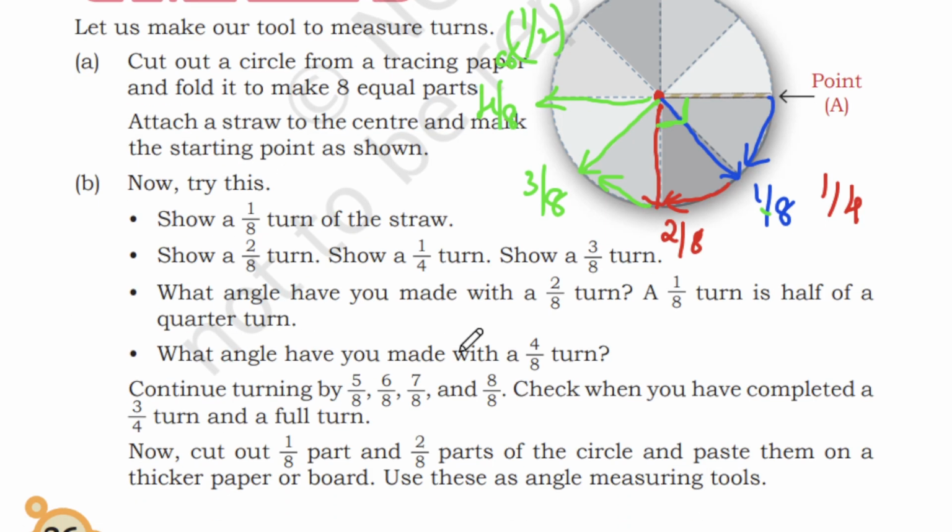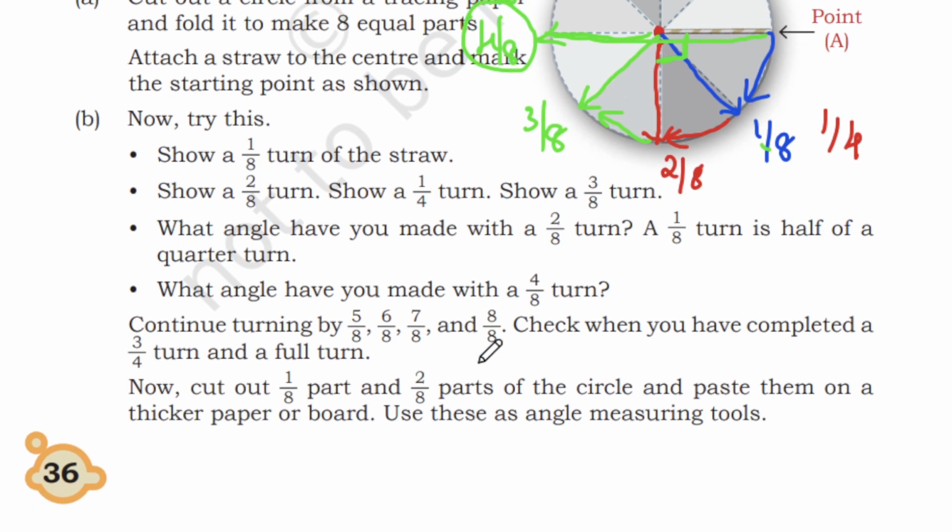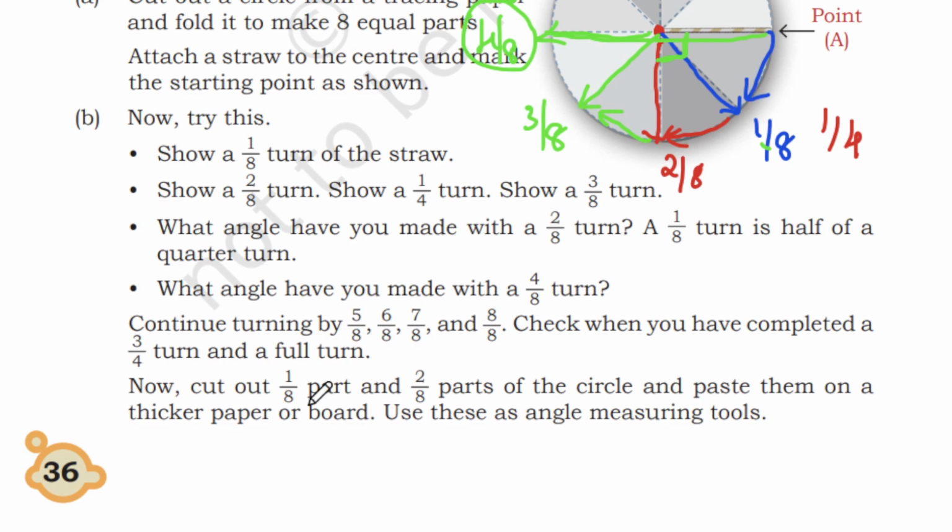What angle have you made in 4 by 8 turn? So in 4 by 8 turn, here we got a straight angle. So 4 by 8 turn is a straight angle. So like this you have to continue and find the angle. So continue 5 by 8, 6 by 8, 7 by 8.